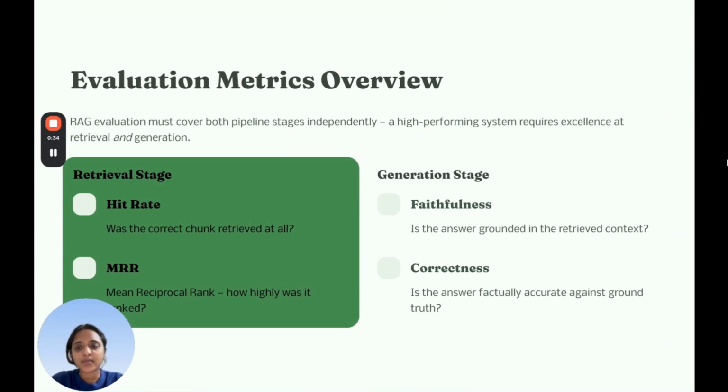Quickly talking about evaluation metrics, we have hit rate, MRR, faithfulness, and correctness. More on this we'll learn in the next video.